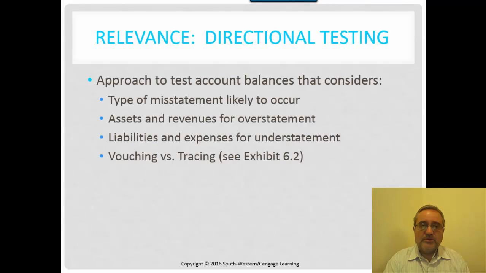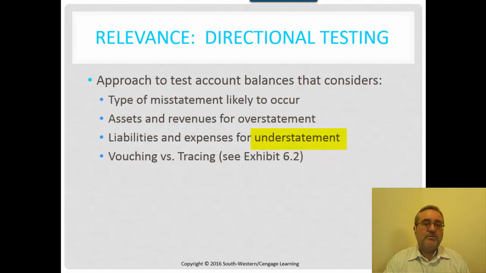And we want to focus our attention on misstatements that are likely to occur. So when we think about assets and revenue, we're concerned primarily with overstatements. So we'd be very interested in taking a look at the items that were reported and then going out and determining if the assets actually exist and if revenue actually occurred. If we're looking at liabilities and expenses, our concern is going to be understatement.